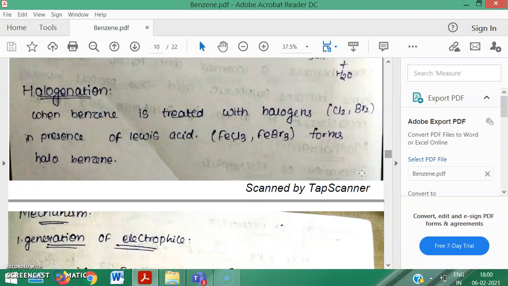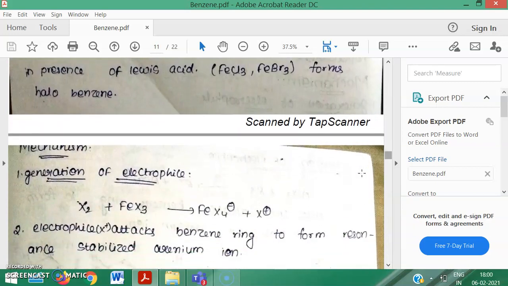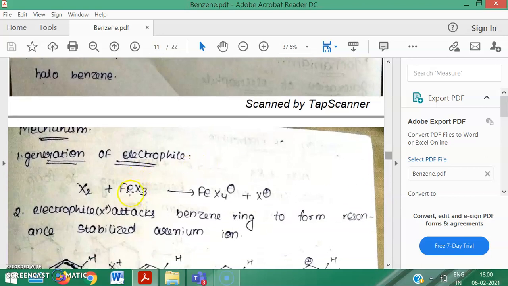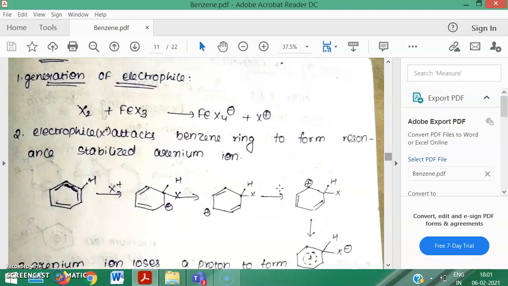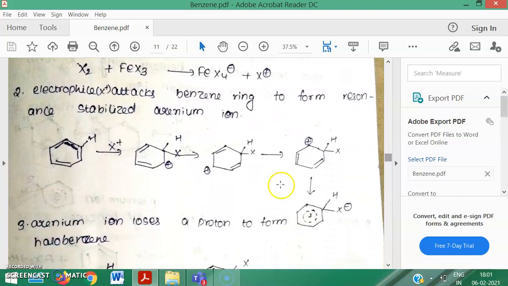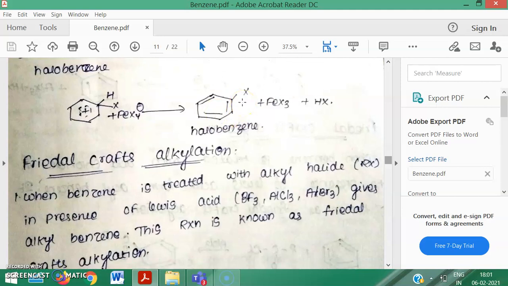And simple halogenation takes place in the presence of Friedel-Crafts type catalysts, Lewis acids like FeCl3, FeBr3. In the presence of a Lewis acid like FeBr3 or Fe, the halogen compound produces the X+ ion. This electrophile production takes place, and the electrophile attacks the benzene ring, and arenium ion formation takes place, and at the end hydrogen loss takes place, producing the halobenzene, an electrophilic substituted aromatic compound.